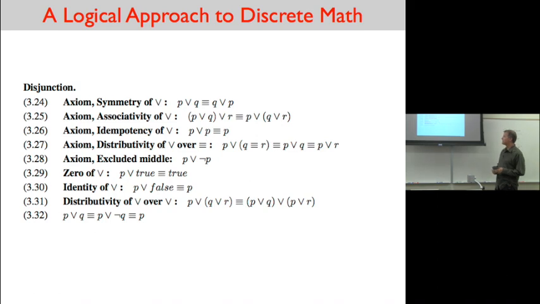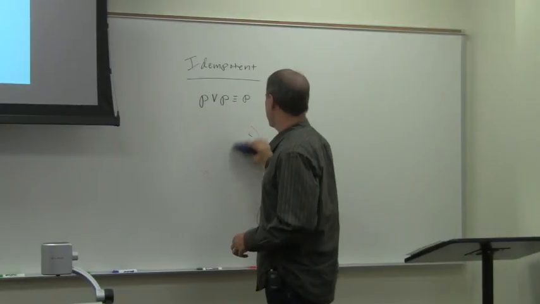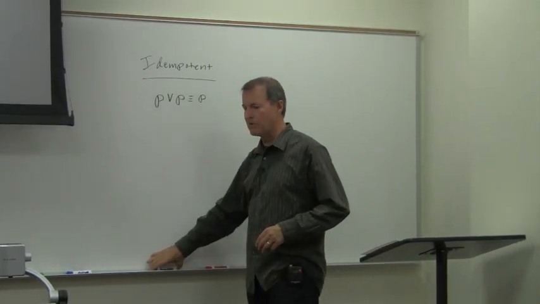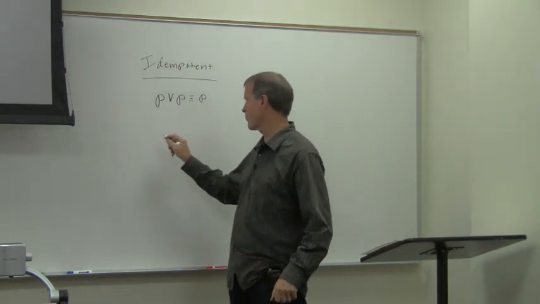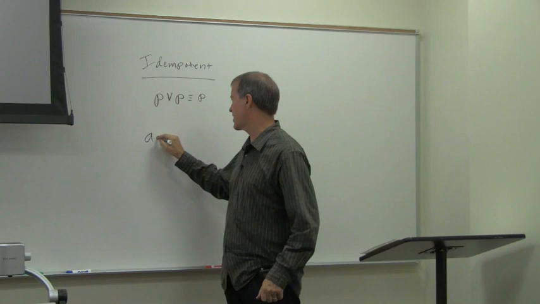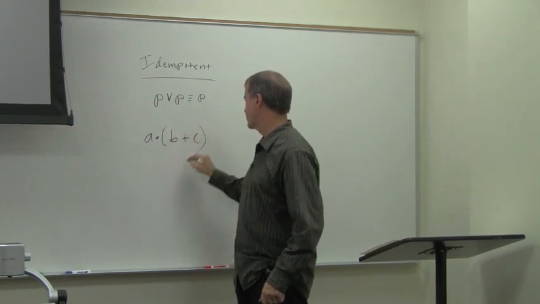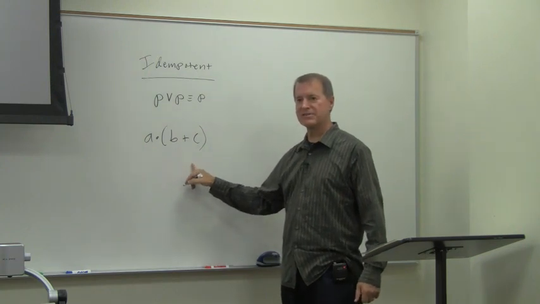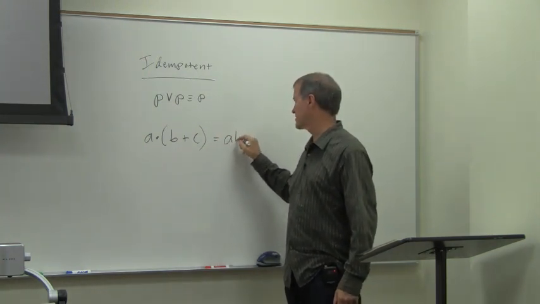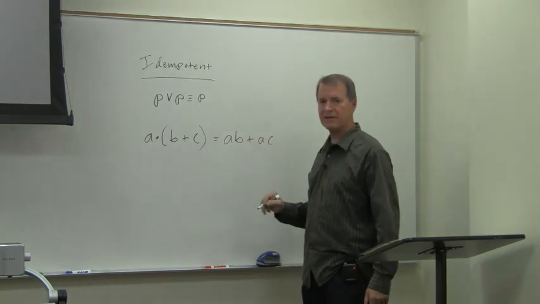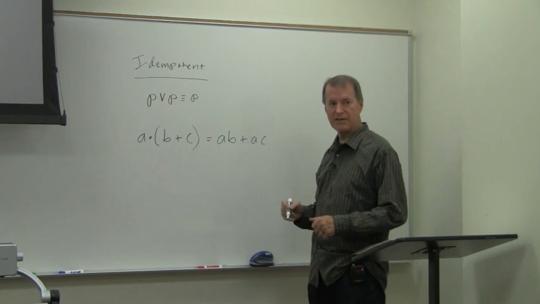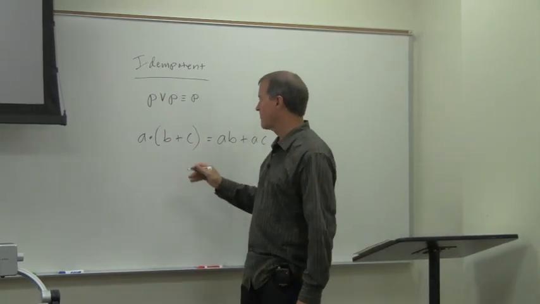3.27 is interesting. It says that OR distributes over equivalence. So it says if you have P or (Q equivalent to R), that's the same thing as P or Q equivalent to P or R. Now, the analogy here is how multiply distributes over addition. For example, in algebra, if you say A times (B plus C), what did you learn in algebra that this is the same thing as? AB plus AC, right? A times B plus A times C. So that's the distributive property.